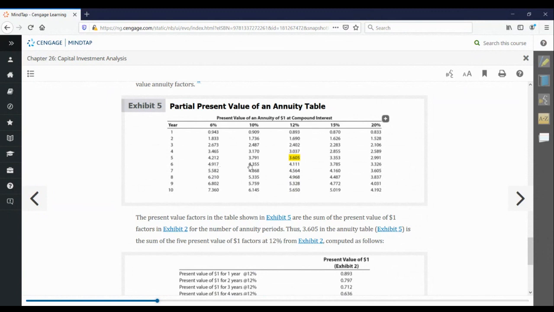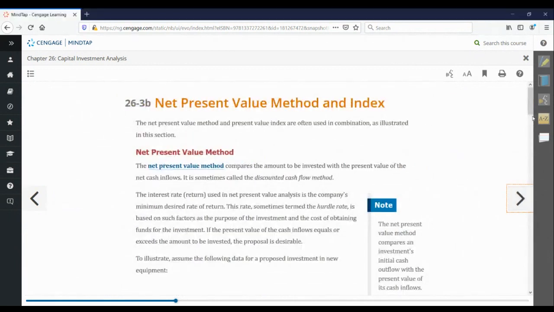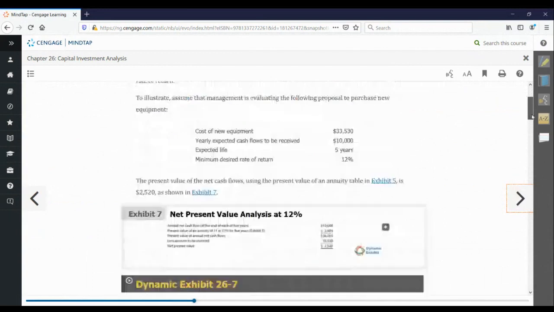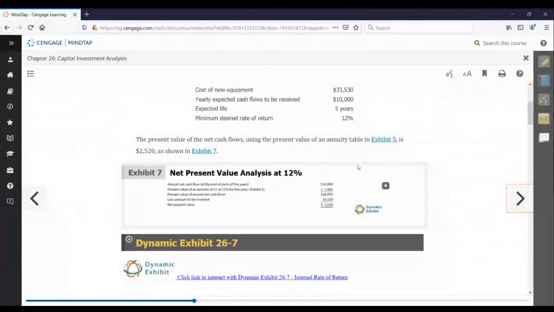So for 5 years at 12% is 3.605. That's where they got this amount here. The table value amount was 3.605. If you multiply that by 10,000, it will give you the present value of the annuity, which is $36,050. The amount to be invested is $33,530, and the difference is $2,520. That's your net present value method.